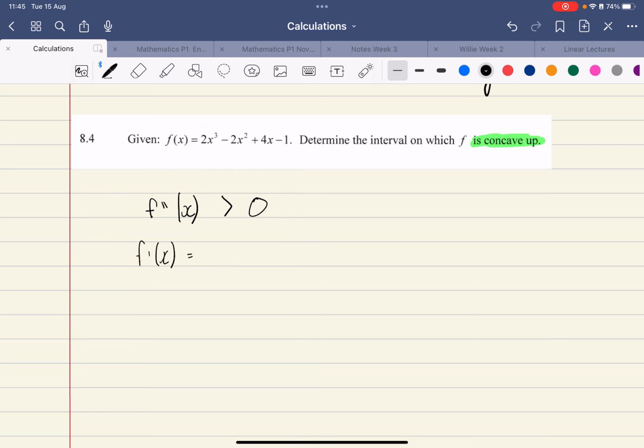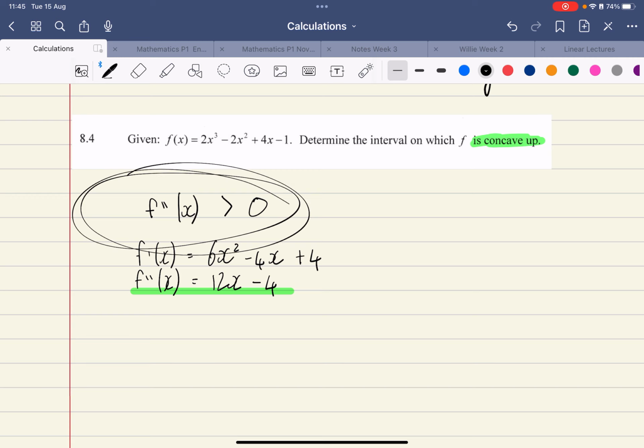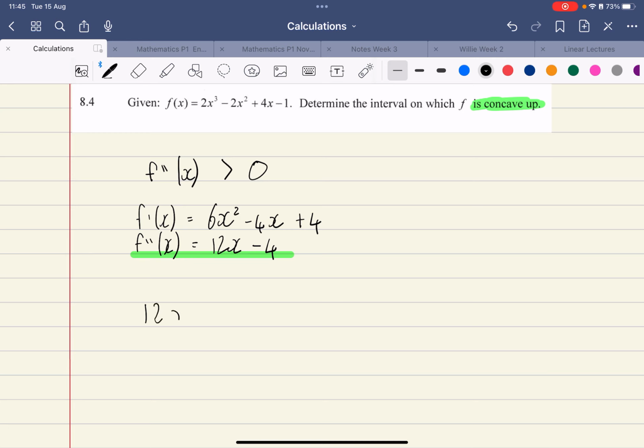So f dash will be 6x squared minus 4x plus 4. F dash dash x will be equal to 12x minus 4. So now we have our f dash dash. Now we're going to just solve this inequality. 12x minus 4, for what x's is this expression bigger than 0?